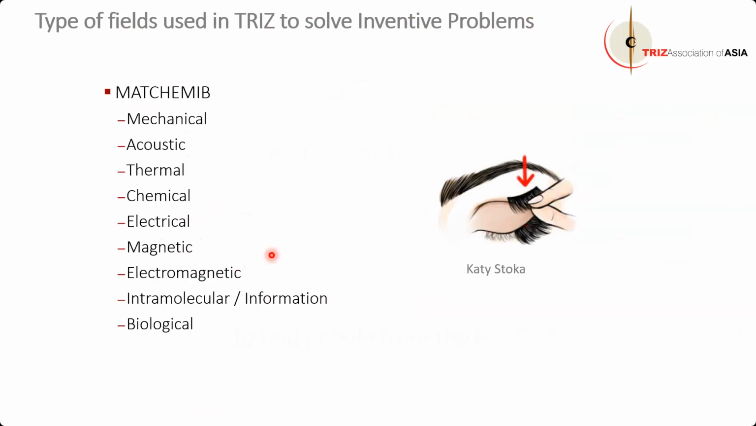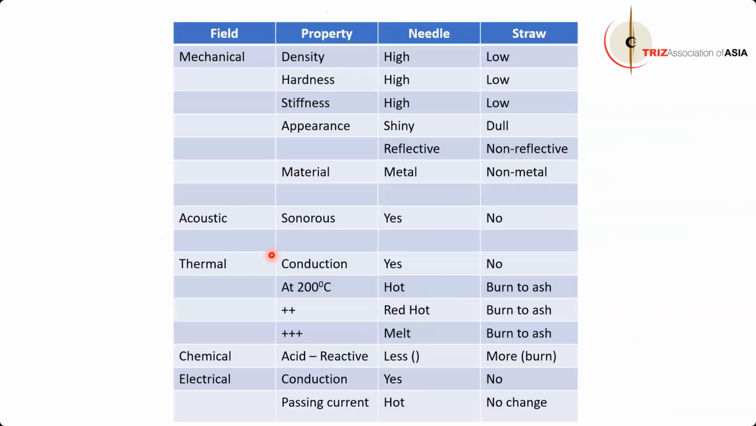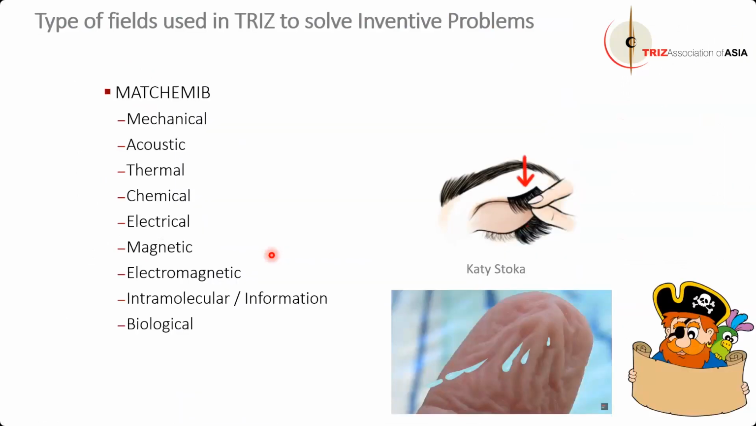Now I'll not go into the example of Katistoka, but I'll just tell you that there are some biological ways in which nature has solved some of our problems. And what are those problems? If you put your finger in water for a longer time, what happens? It gets pruned. And pruning of the finger actually does what? Anybody? Why does this happen?